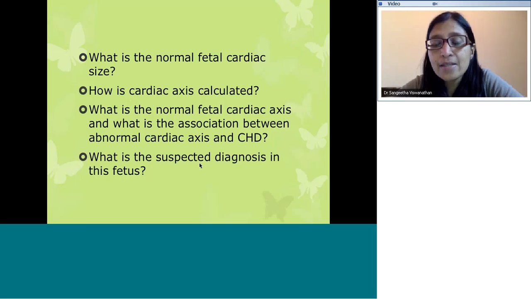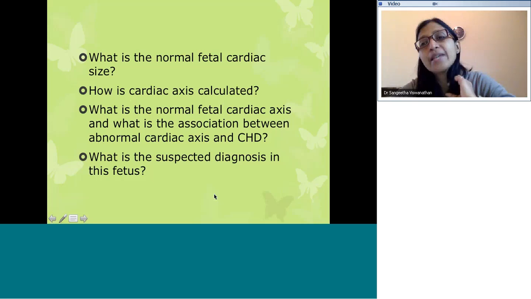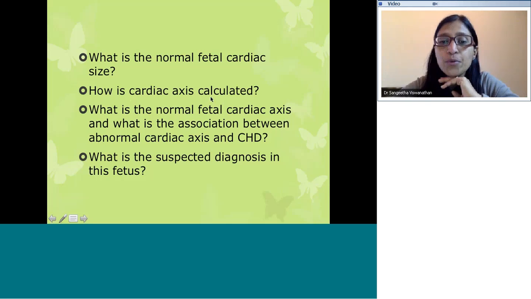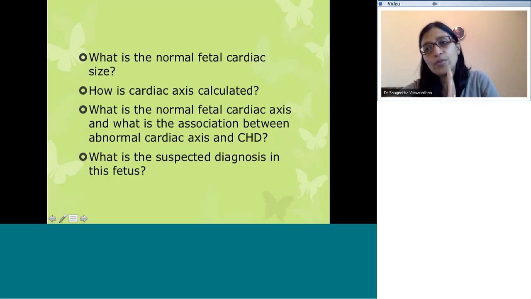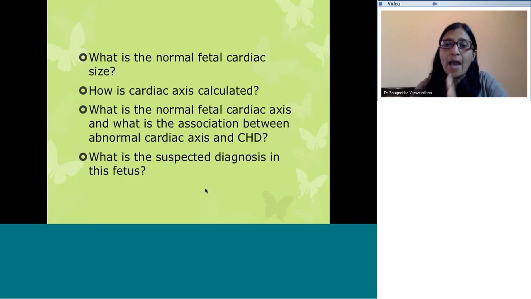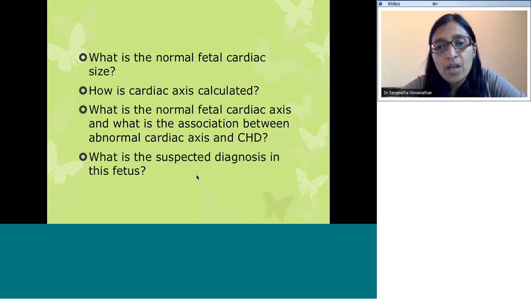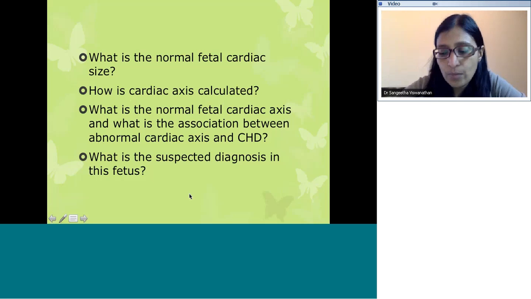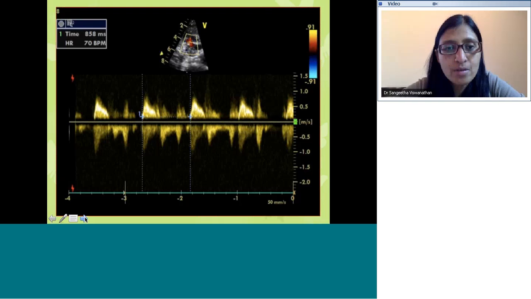So the cardiac axis is essentially the angle, correct. The normal cardiac axis is 45 degrees, and it is the angle between the interventricular septum and the anteroposterior dimension of the thorax, right? So if you draw a central anteroposterior line, the angle of the interventricular septum from that line is usually 45 degrees and to the left. An abnormal cardiac axis is strongly associated with CHD. Okay, so we've already done this. What is the suspected diagnosis?